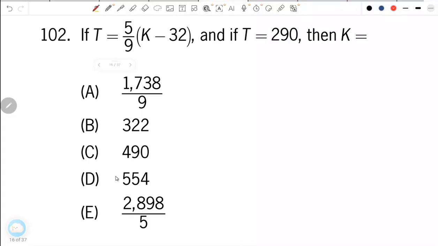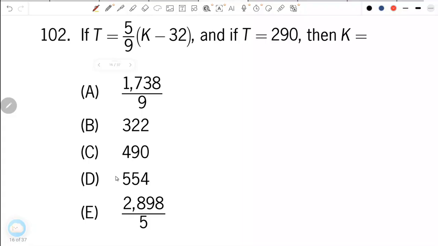So what you can do is, t equals 5 divided by 9 times k minus 32. If I were you, I'd multiply everything by 9. So 9t equals 5 times k minus 32. Now I know what t is, so 9 times 290 is equal to 5 times k minus 32. If I want to solve for k, I'll divide by 5. So 9 times 290 divided by 5 is equal to k minus 32.